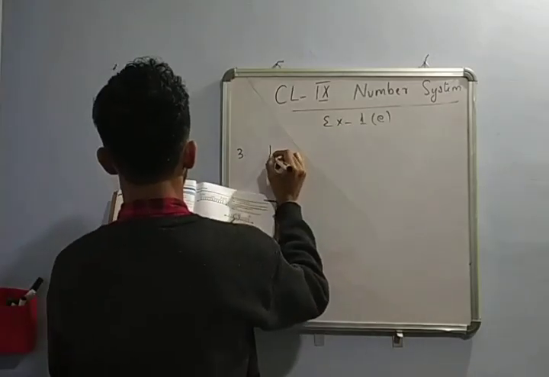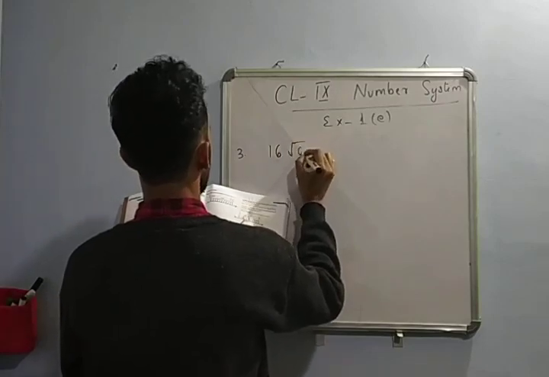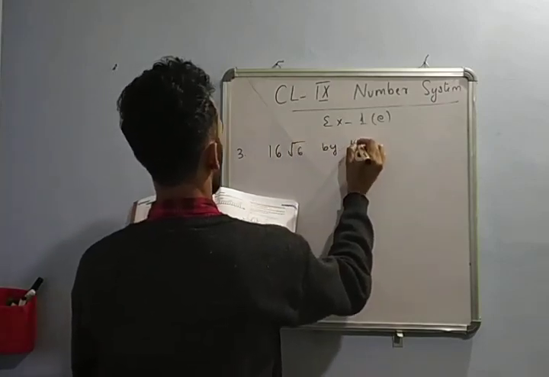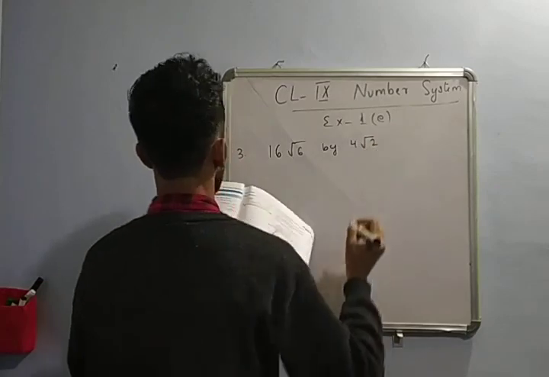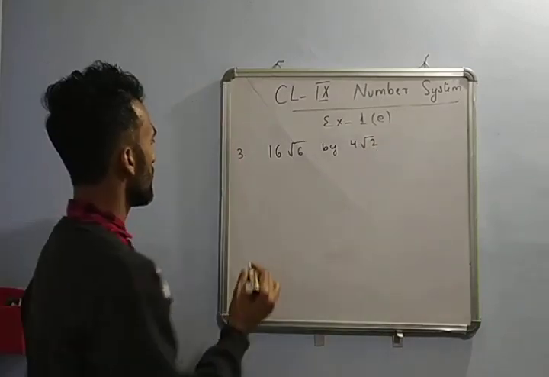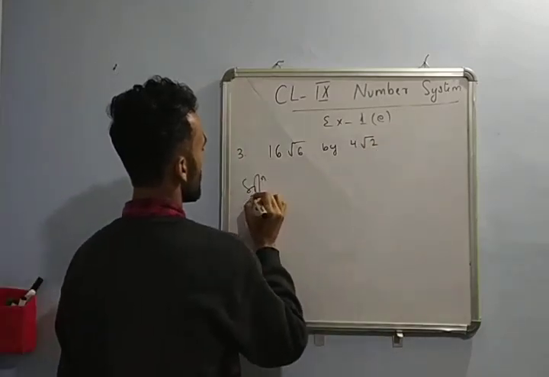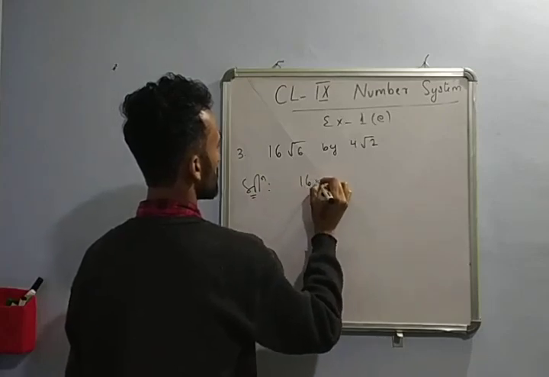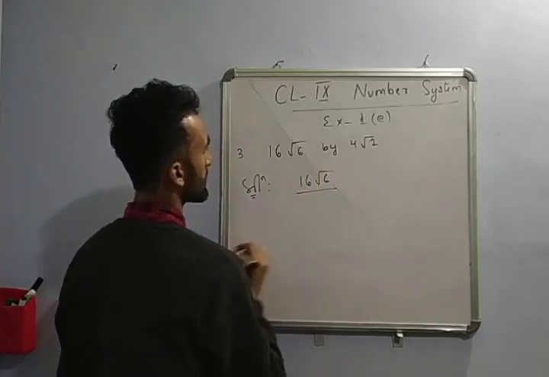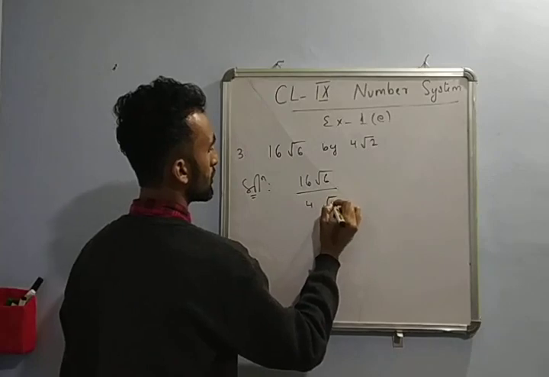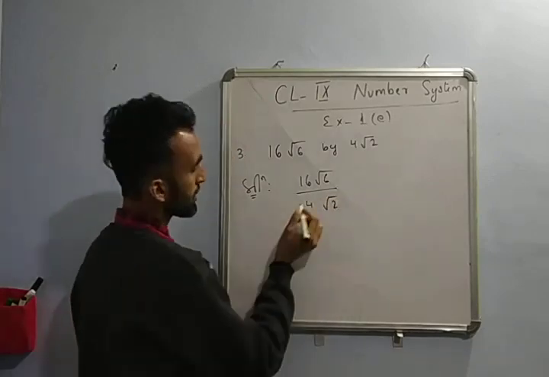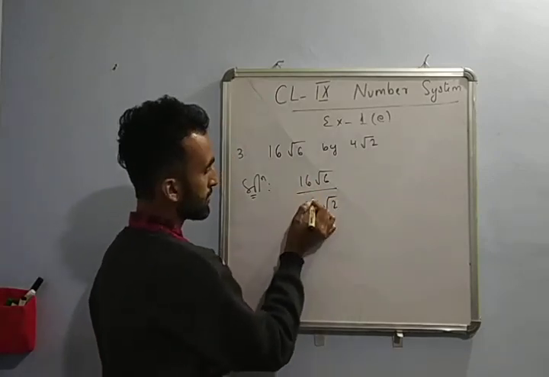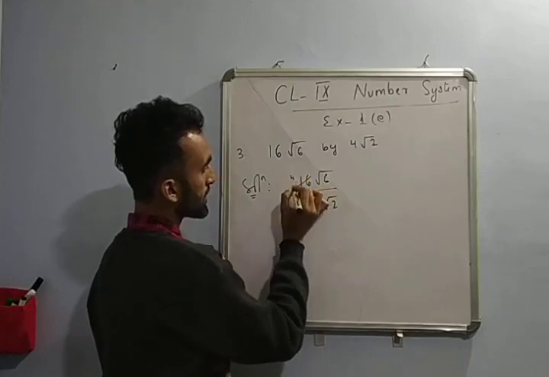Divide 16 root 6 by 4 root 2. So I have to divide it. First of all, 16 root 6 divided, I'll write like this, by 4 root 2. Now what you can do, you can cancel these rational numbers. 4 1s are 4, 4 4s are 16.